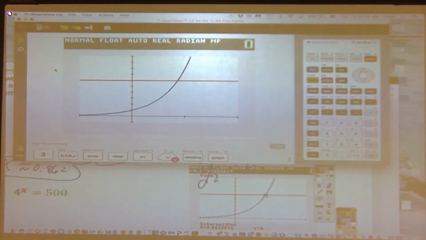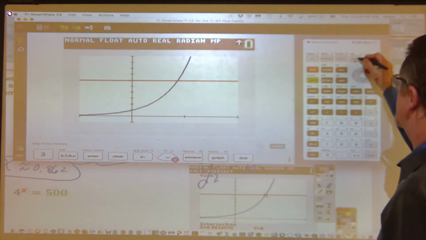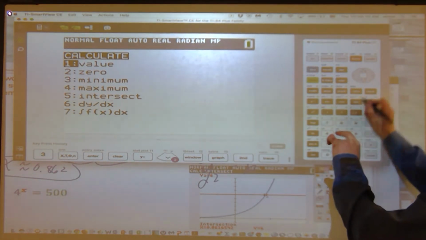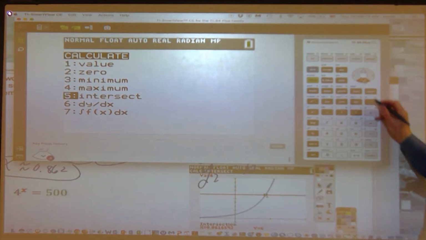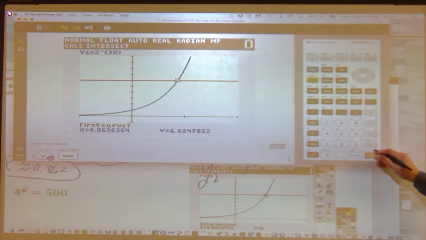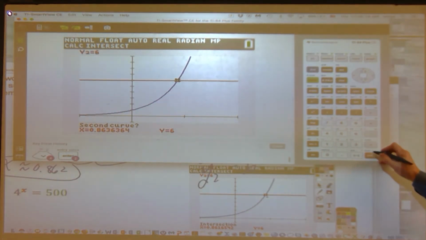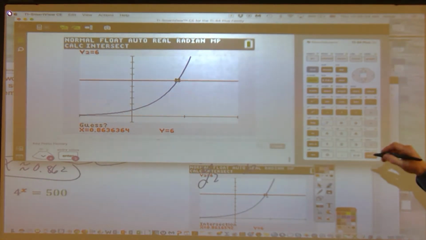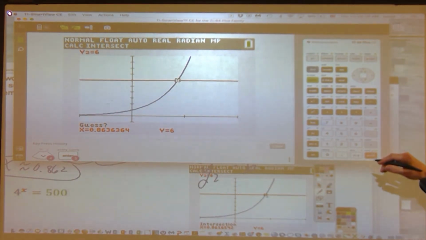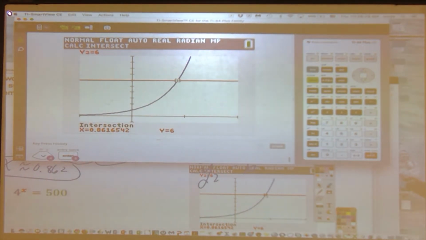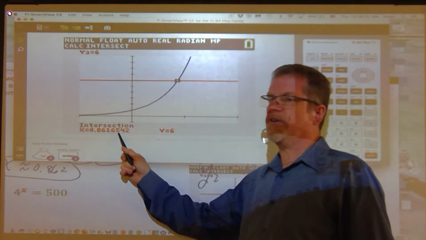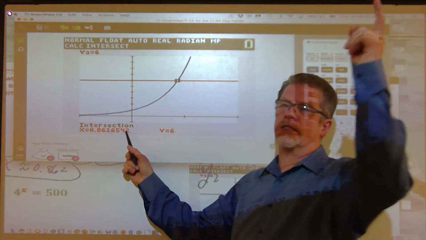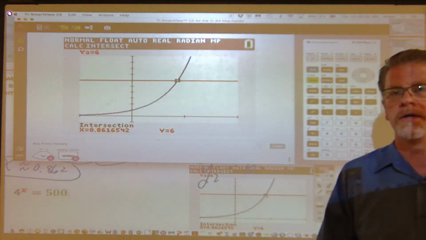Good. Now let's go to the calculate item 5 for intersect. Are they prompting you for first curve? Yeah. Press enter. Are they prompting you for second curve? Press enter. Are they prompting you for intersect or for guess? Yeah. Press enter. Does it give you 0.86165542? That's a solution. Yeah, I got it.